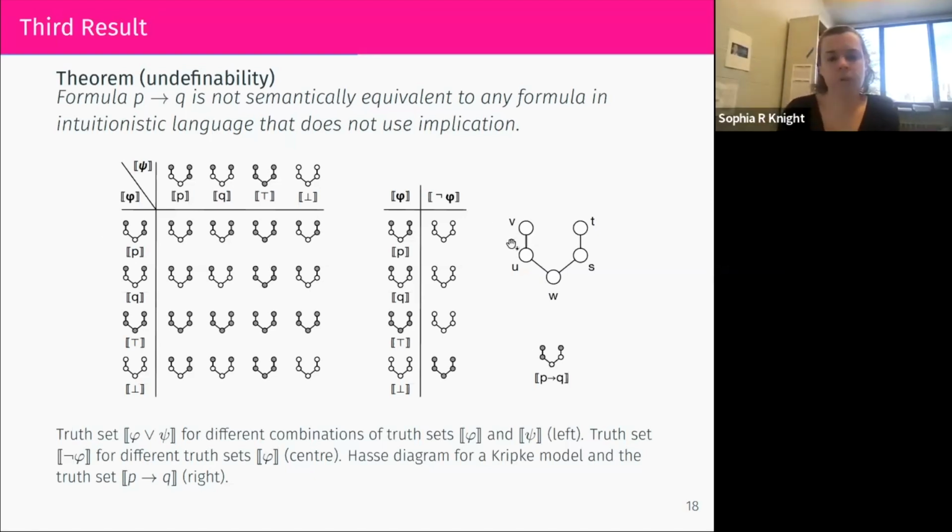So here we picked two basic formulas, P and Q, for this proof. P is true at the top two states plus the lower right-hand state. Q is just true at the top two states. And here's our OR diagram. OR is just kind of union as usual. And then here is our negation diagram for our basic formulas that we can build using OR.